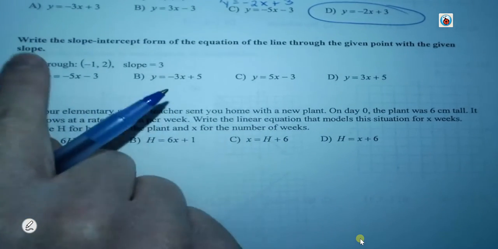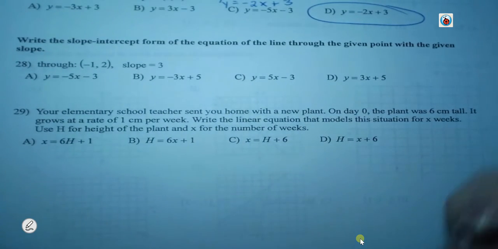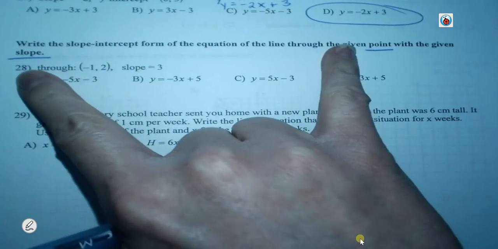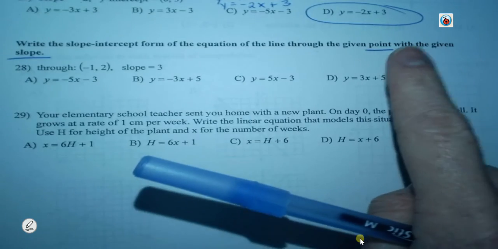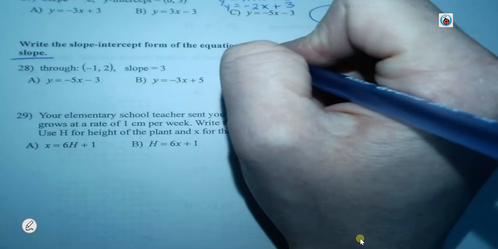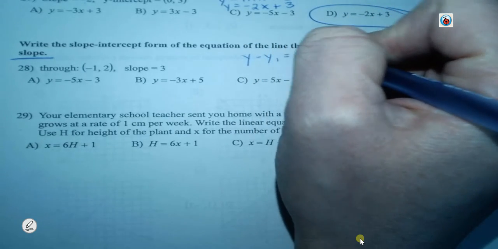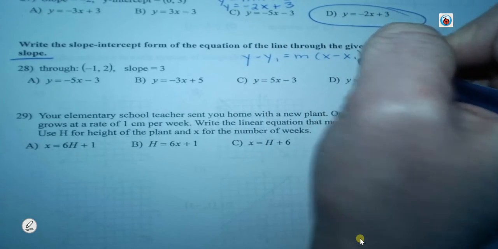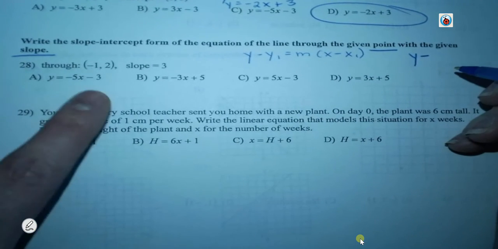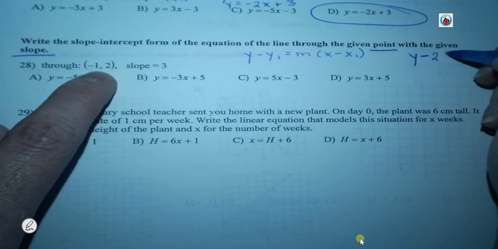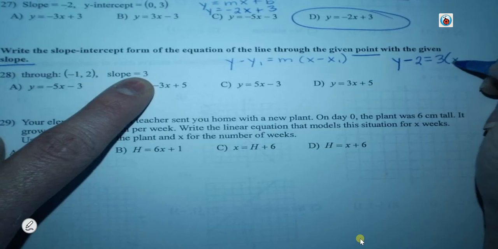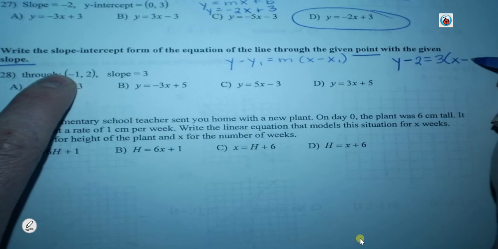Okay, now you need to write the slope-intercept form of the equation of the line through a given point with a given slope. So what you're given is the name of the form that you use. If I'm given a point and a slope, I use point-slope form to start with, which is y minus y1 equals m times x minus x1. So that's where I start. So I have y minus, my y value is 2, which equals m, the slope of 3, times x minus that x value of -1.